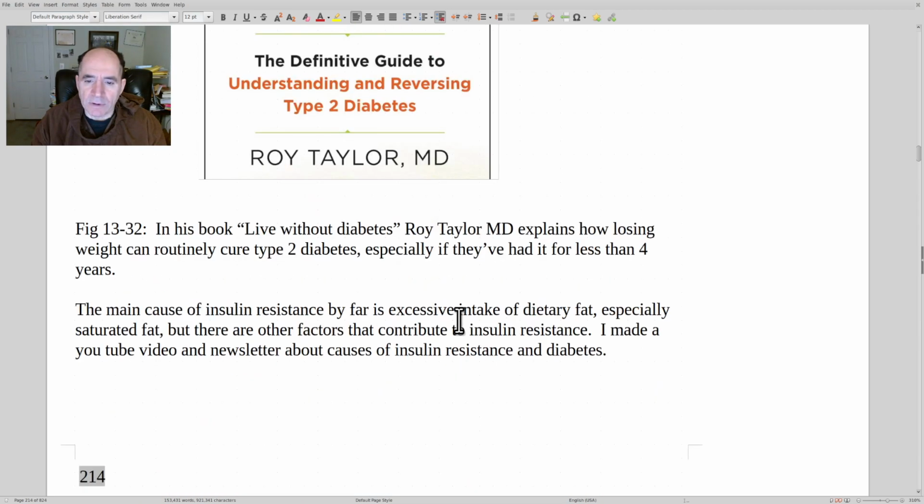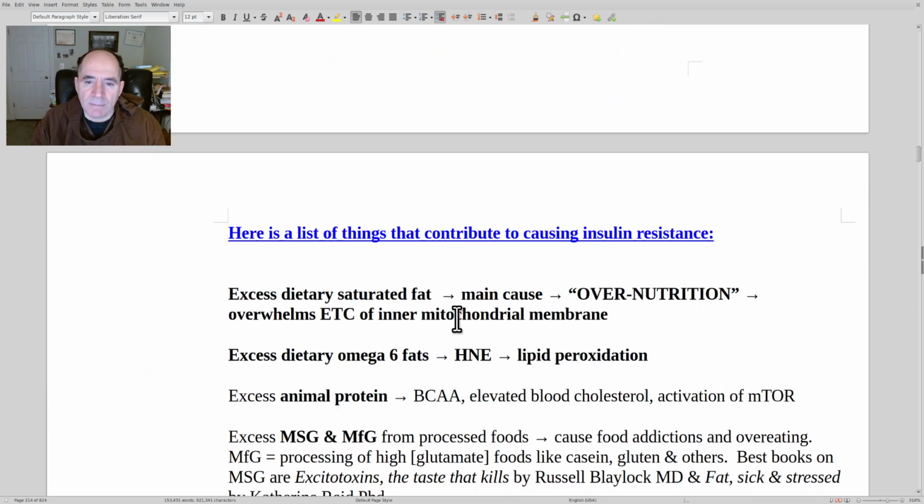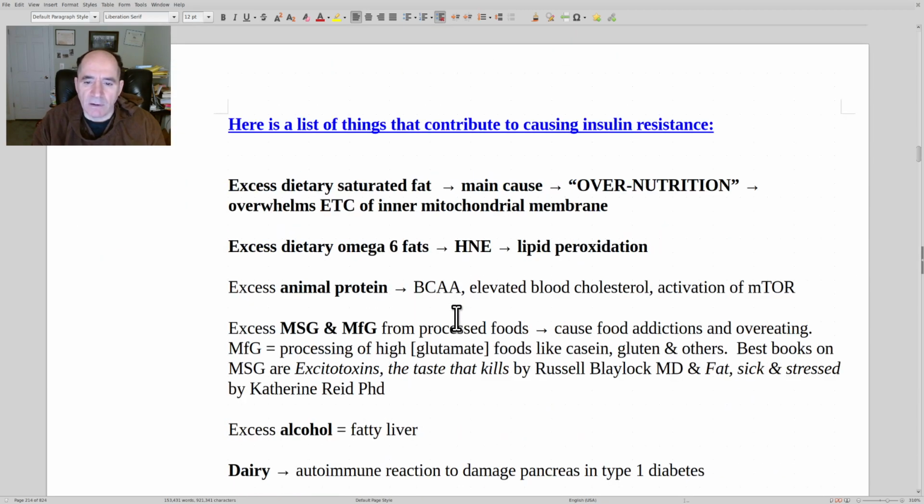So I'm making that point. The main cause of insulin resistance by far is excessive intake of dietary fat, especially saturated fat. But there's other things that contribute to insulin resistance. And I made a YouTube video and a newsletter about other causes of insulin resistance. And I'm going to make this a separate video.